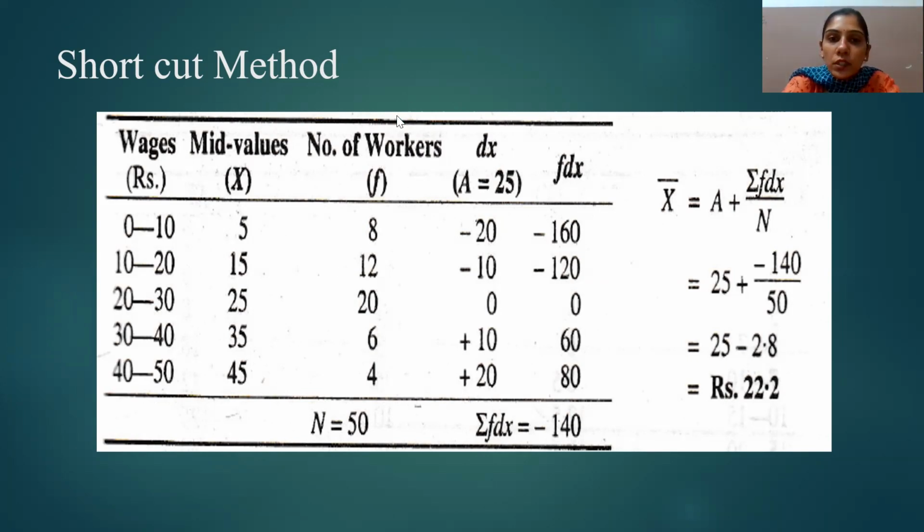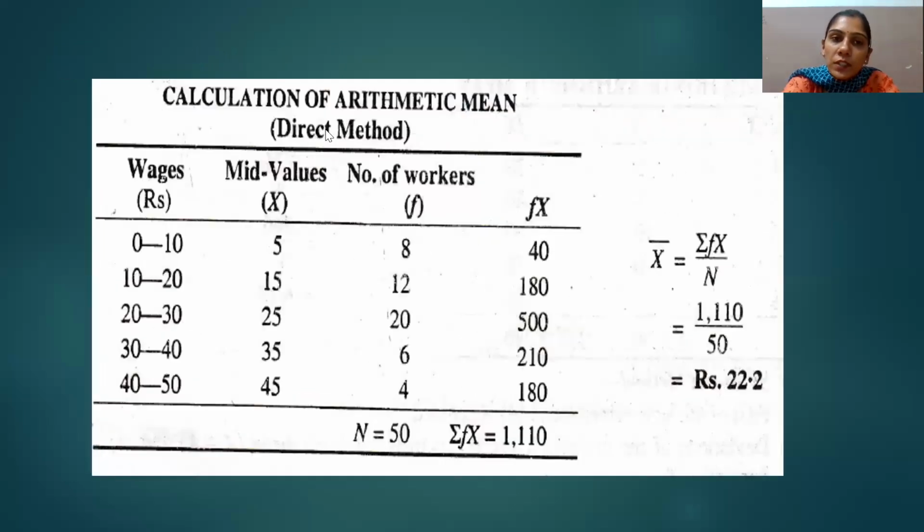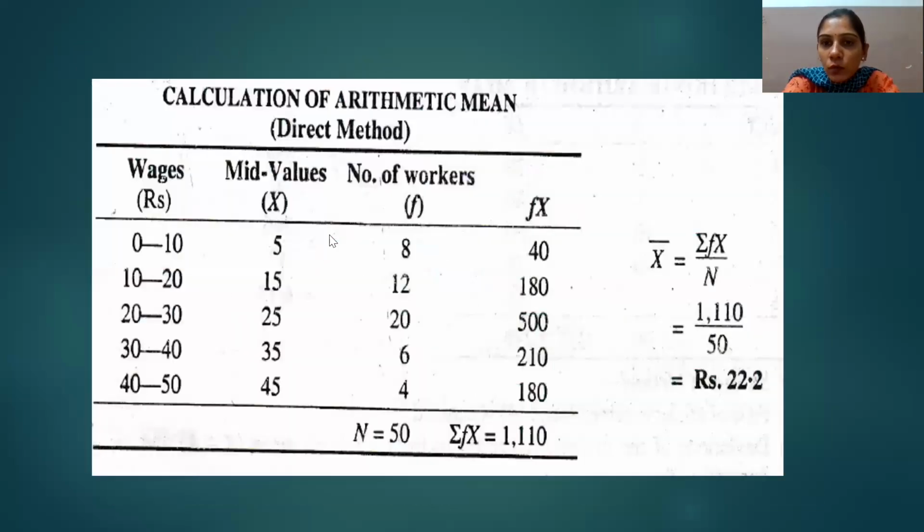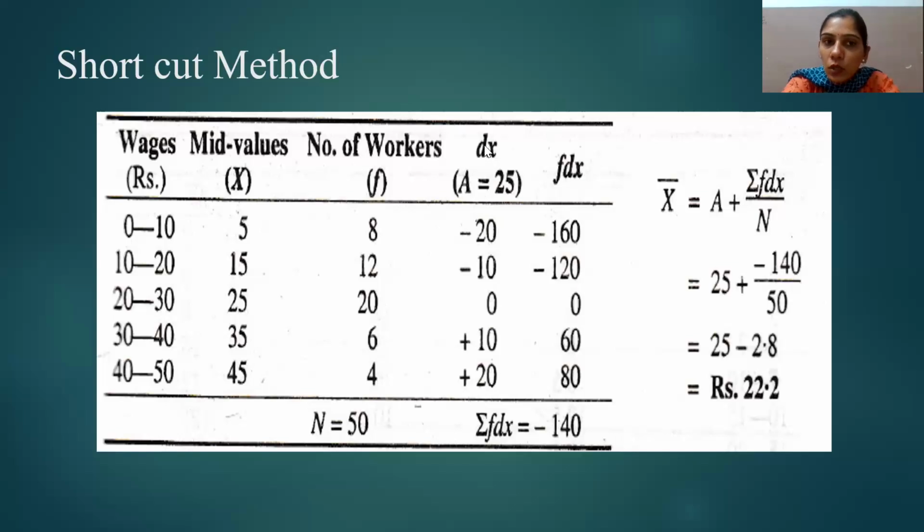What we have to do is consider an assumed mean. For this question, we have taken the assumed mean as 25. Similarly to the previous series and method, in this also we take the assumed mean from the values of x, and then we do the calculation. So for this question we have taken 25 as the assumed mean.